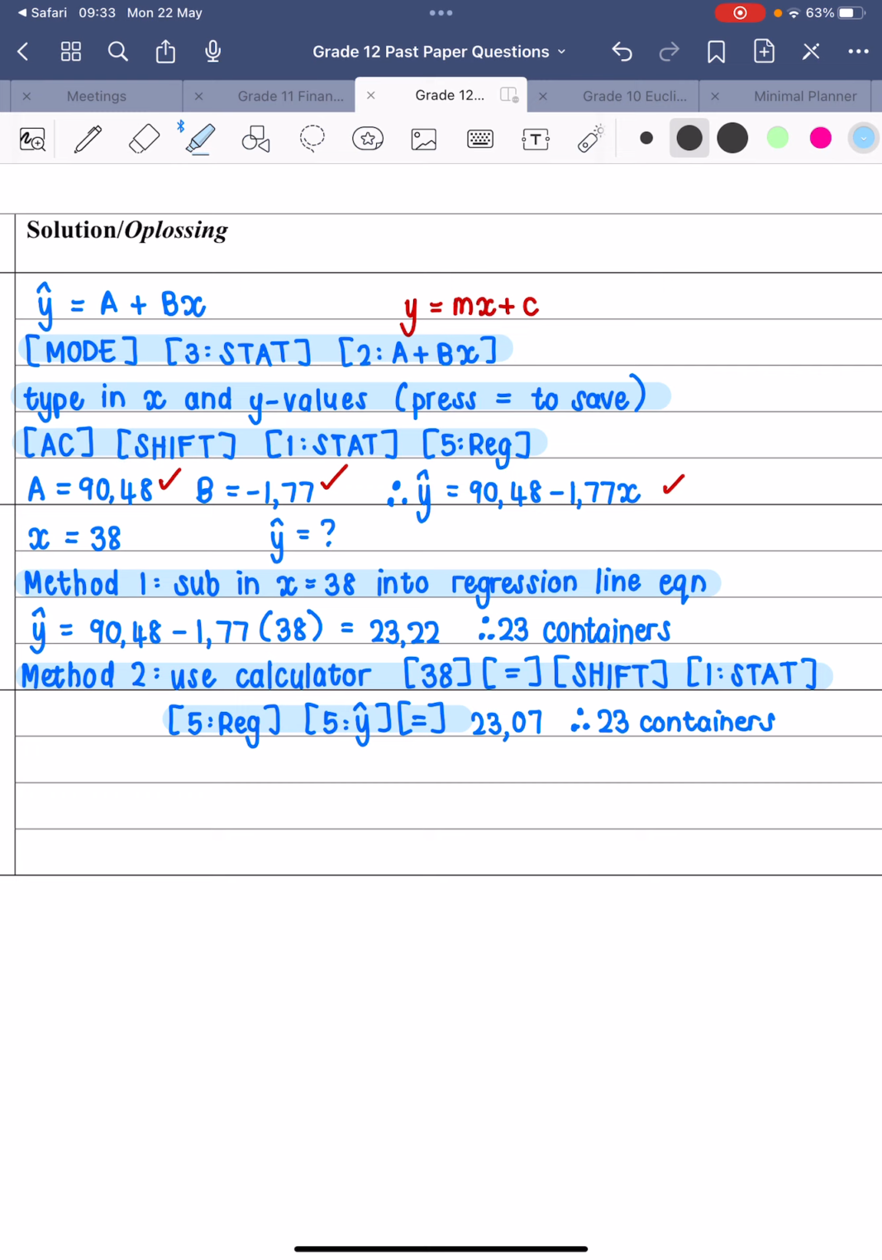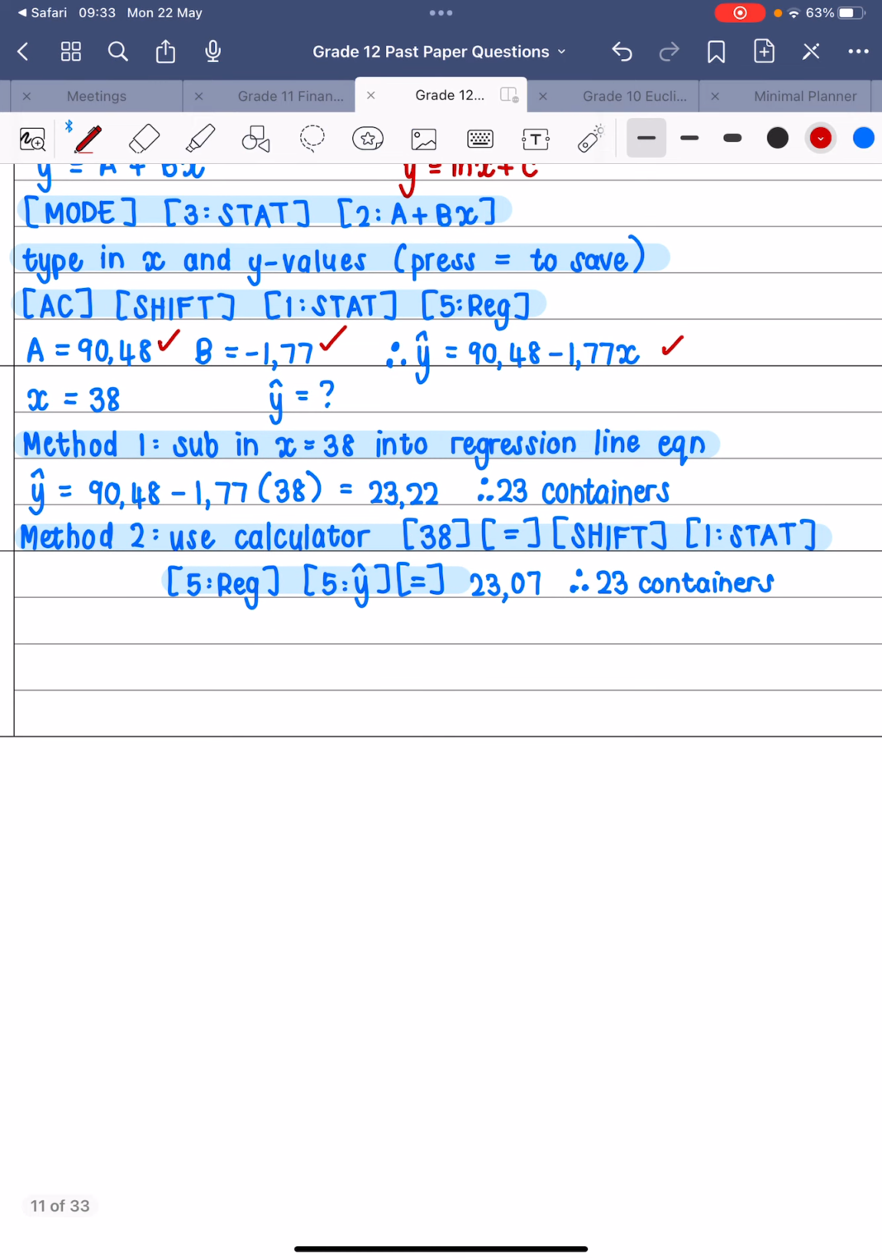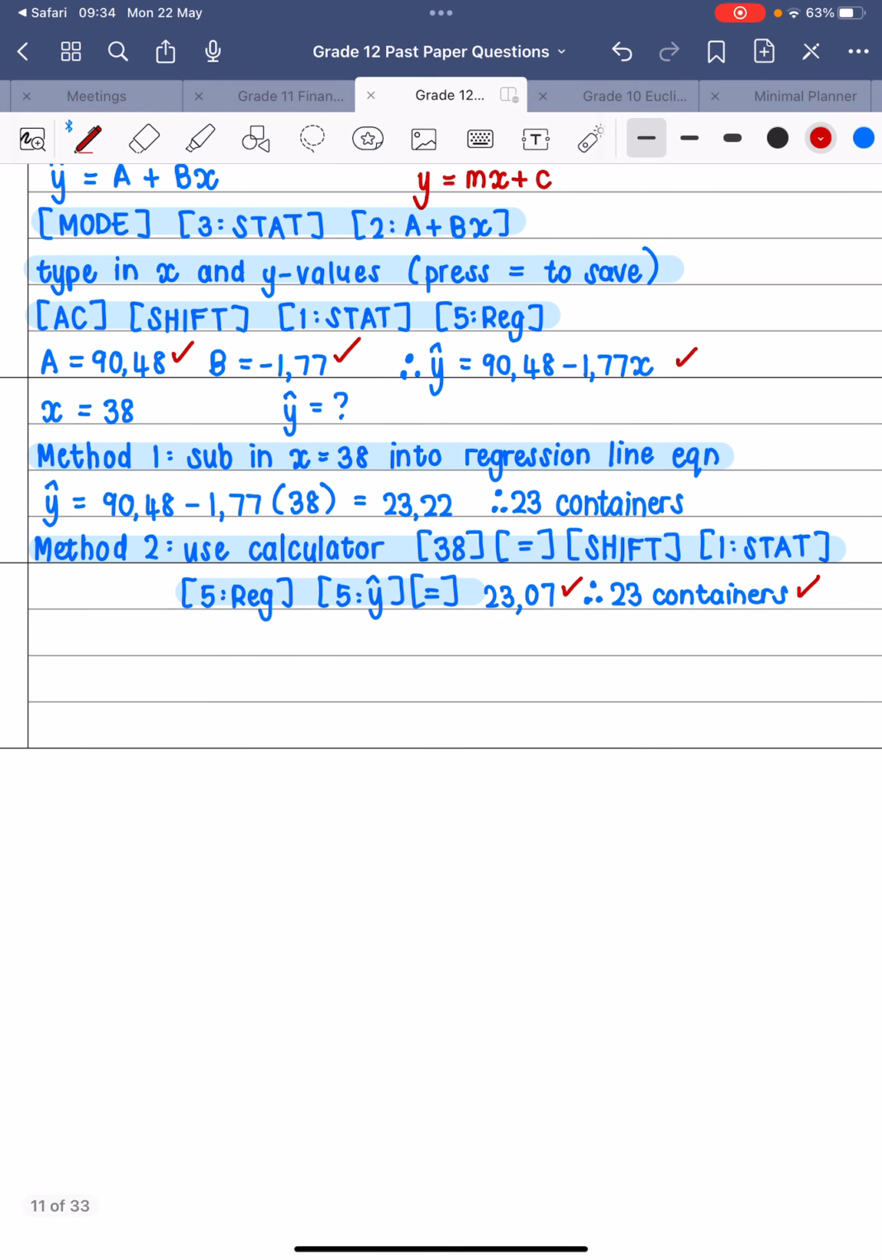Guys, if you're using your calculator, you're not going to show any working. You're just going to write the answer down. But I do urge you, please, to write down 23,07 and then say, therefore, 23 containers. How many marks is this? 2 marks. So it will be 1 mark for the unrounded and then a mark for the rounded. And if you are using method 1, you will get a mark for subbing in and then a mark for your answer.